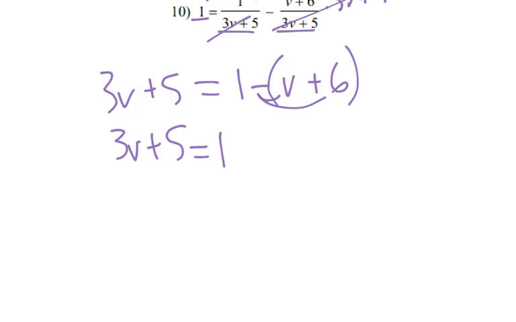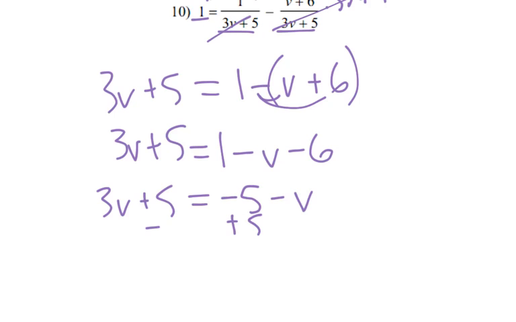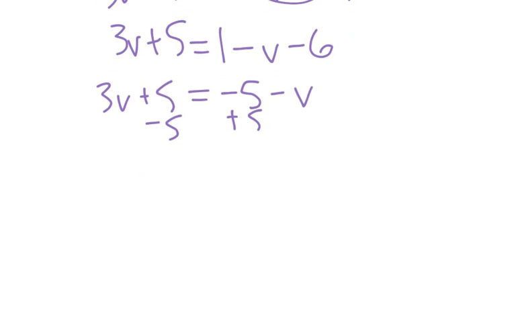Distribute the negative, 1 minus v minus 6. So we'd have 1 minus 6 would give us negative 5 minus v. Add 5. That would give us 10 on the left side.